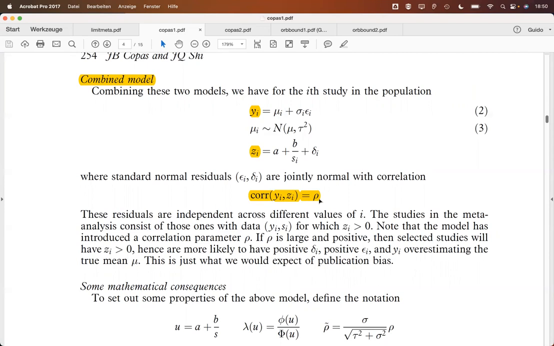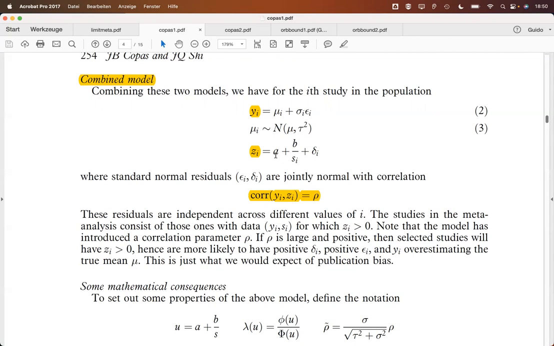A rho of 0 would mean that the probability of selection, the probability of publication of a study, is not related to its precision, and if rho is different, then accordingly this is different. So we have a model here with in total 5 parameters: mu, tau squared, A, B, and rho. And we cannot estimate all of those from the information we have.